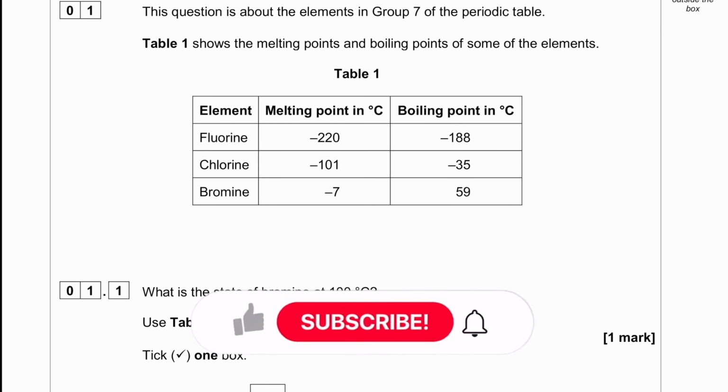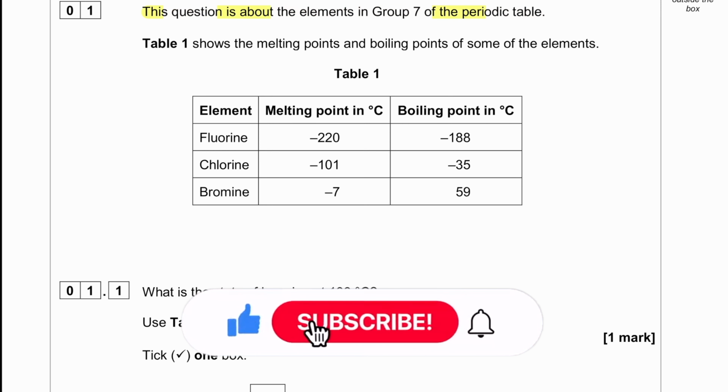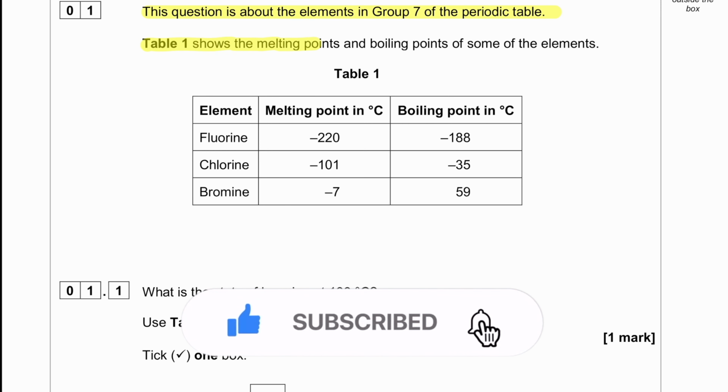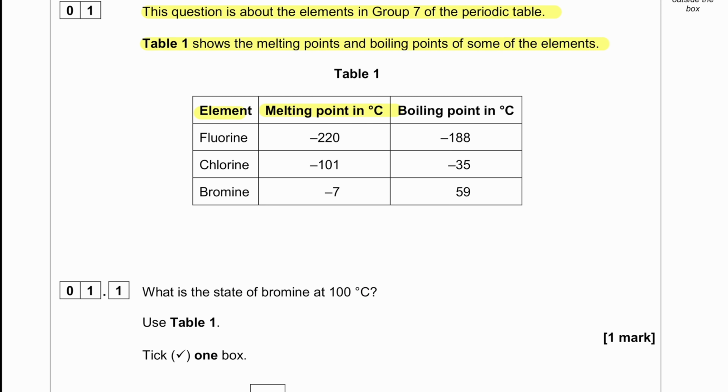Question 1. This question is about the elements in group 7 of the periodic table. Table 1 shows the melting point and boiling point of some of the elements. Element, melting point in degrees Celsius, boiling point in degrees Celsius given.